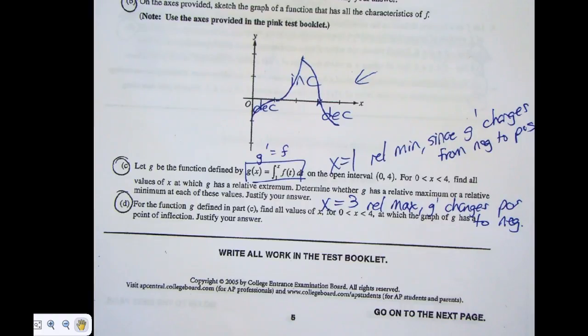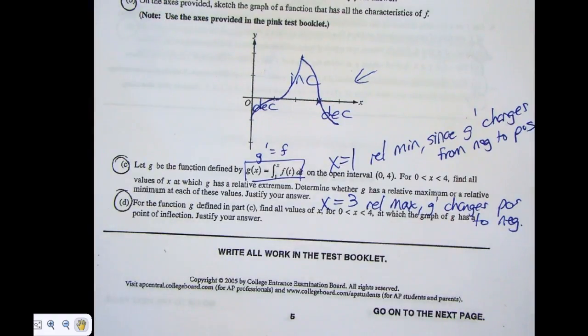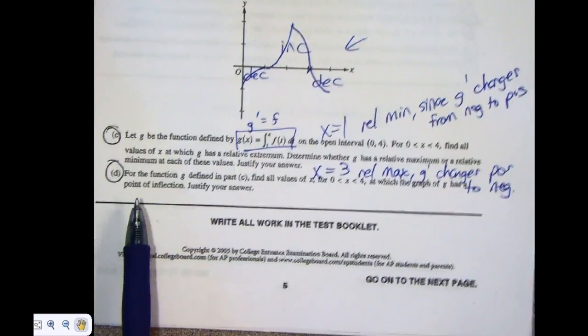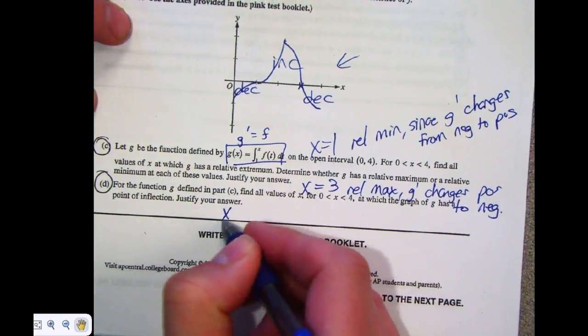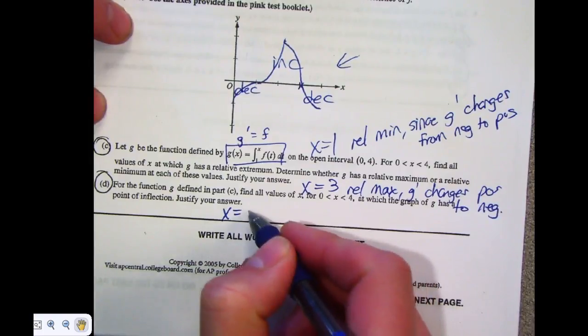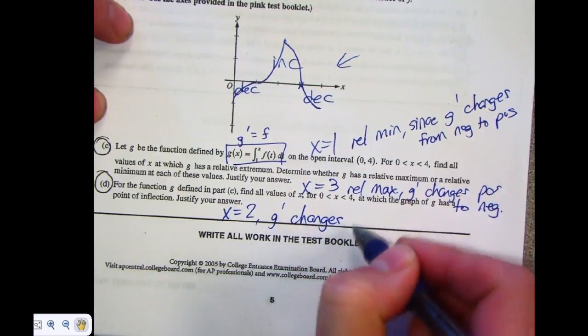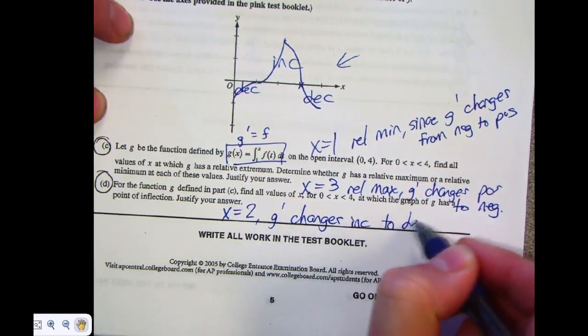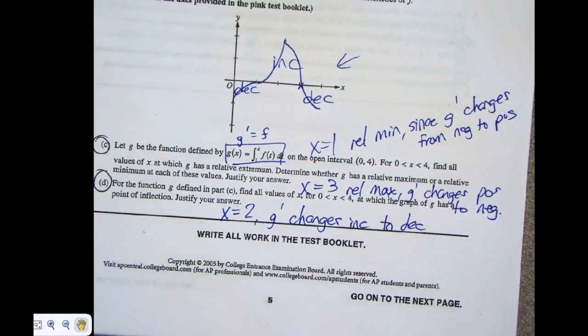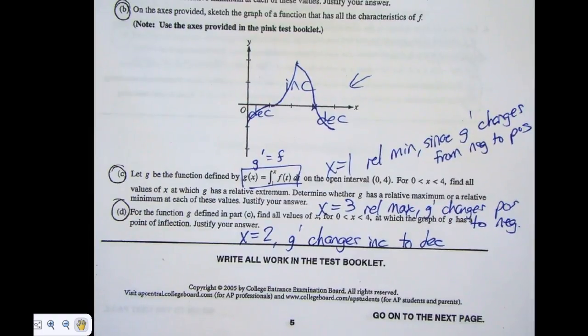In part C, they rephrase it. Okay, now g is the integral of this, which then makes that the derivative. Before it was a graph of normal f, now they're saying g is the integral. They kind of change that halfway through. And then the point of inflection, where's the point of inflection? X equals 2. Why? You said it. G prime changes from increasing to decreasing. Yeah. You were fixing it. Sorry. Okay. So is that 2? Is that what you said?